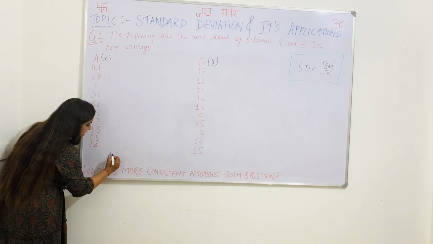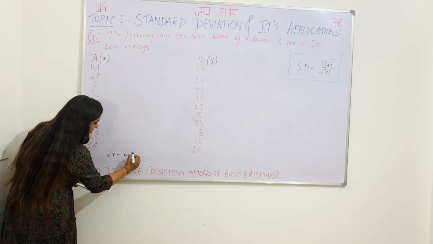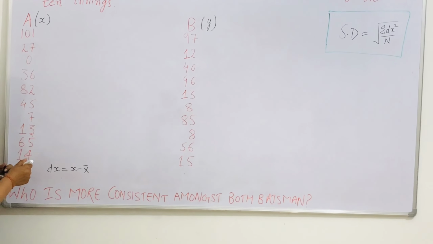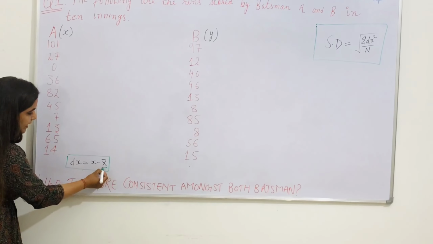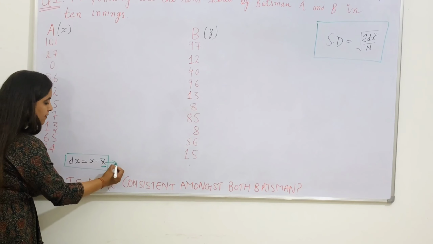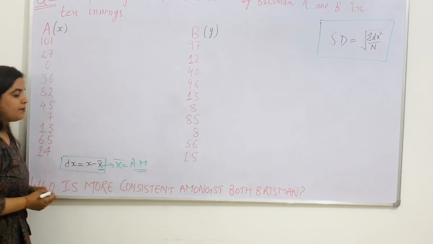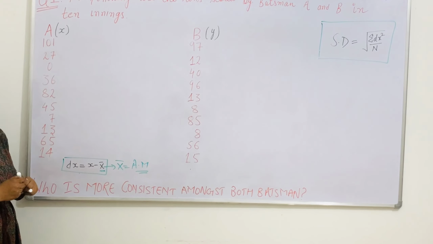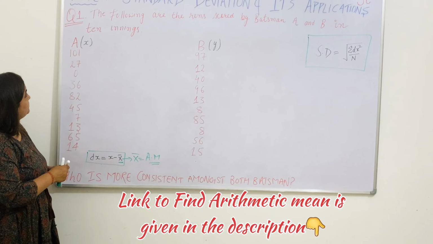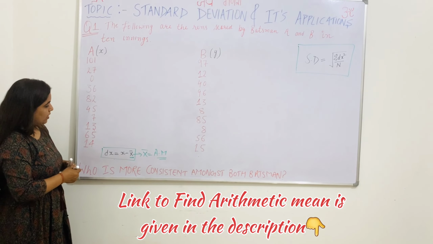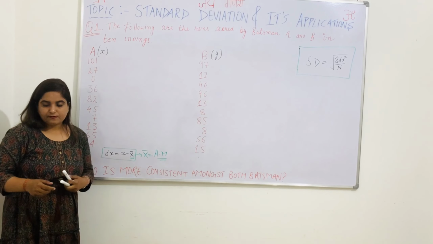So what is dx actually? It is x minus x bar. From here it is clear that we have to find x bar. What is x bar? X bar is the arithmetic mean. About arithmetic mean we have already discussed in the previous video. So now we will firstly use the formula of x bar.